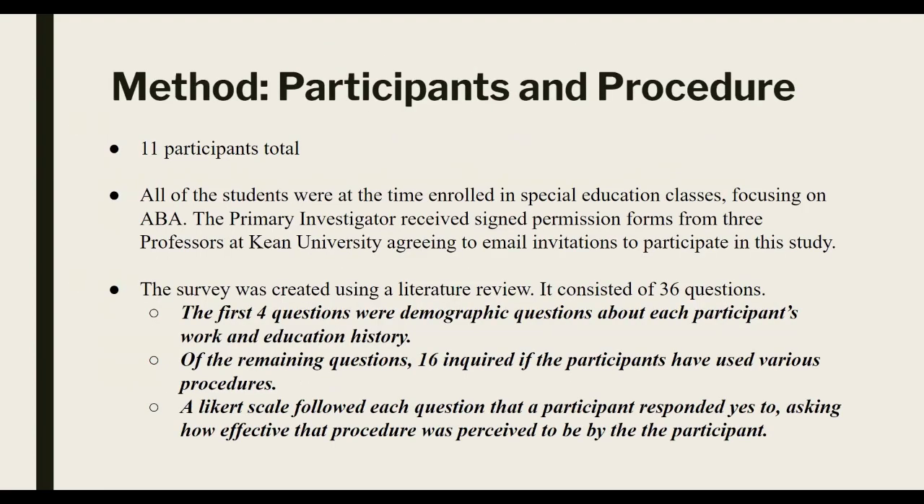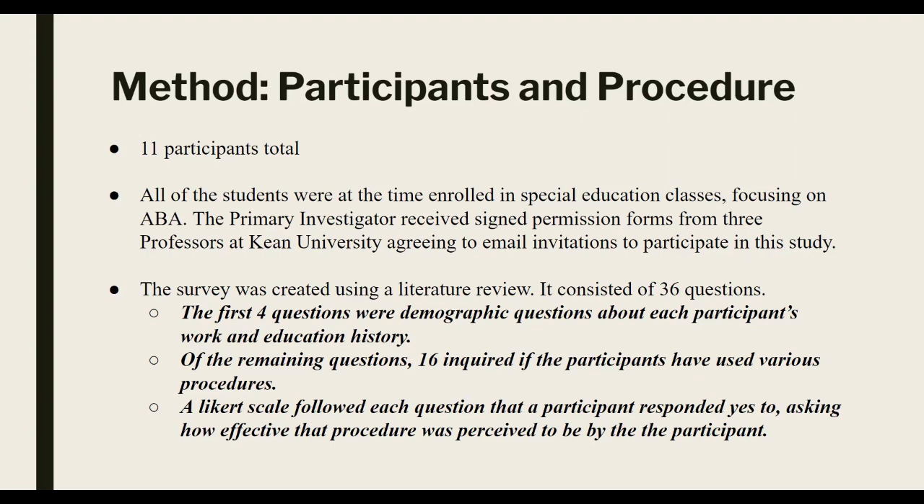In total, 11 individuals participated in the study. At the time, all of the students were enrolled in special education classes focusing on ABA. 3 professors at Kean agreed to email invitations to their students to participate in a survey. The survey consisted of 36 questions, 4 of which were demographic questions.